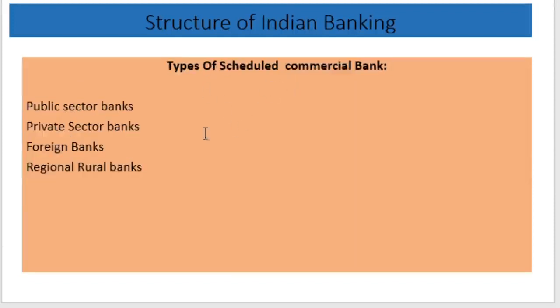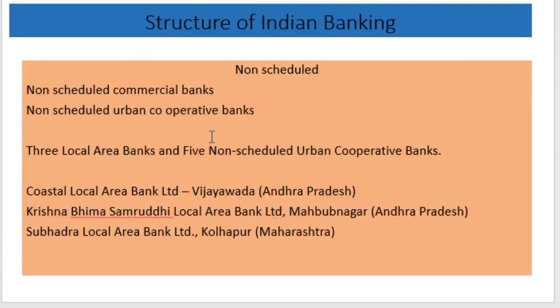Scheduled commercial banks are divided into public sector banks, private sector banks, foreign banks and regional rural banks. Non-scheduled banks are divided into non-scheduled commercial banks and non-scheduled urban cooperative banks. 3 local area banks and 5 non-scheduled urban cooperative banks come under the non-scheduled banks. That is, presently we have only 8 banks that come under the non-scheduled banks.